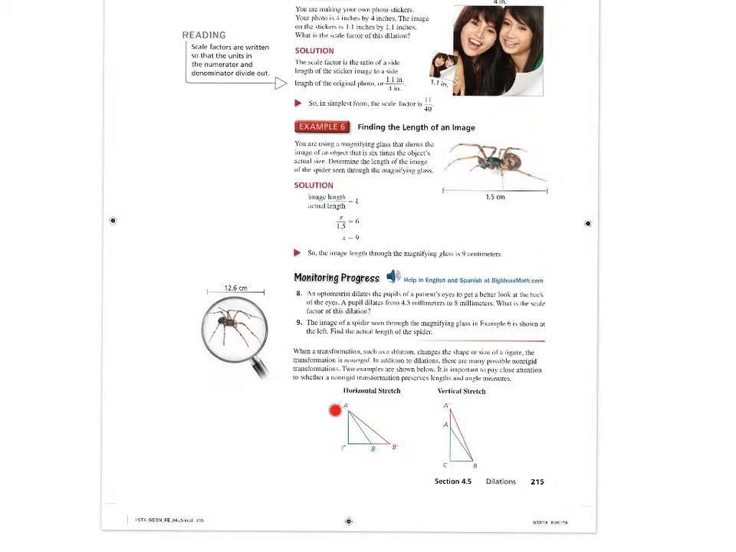And so we can see a horizontal stretch. Here's image ABC, triangle ABC. And then it's enlarged to be A prime, B prime, and then C. And this affects the x values. And then the vertical stretch affects the y values. And we can see that A prime stretched, but the horizontal did not, only the vertical.